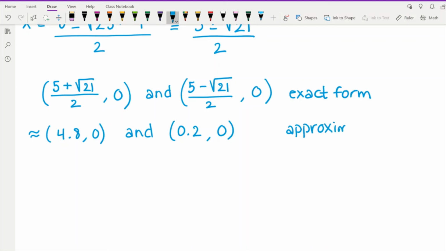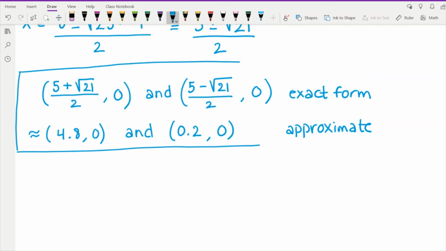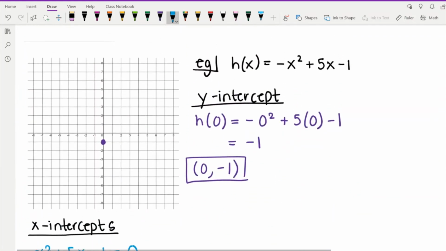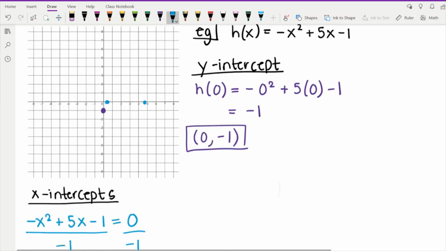So like I said on the last one, both of these forms are valuable. The approximation is good for graphing. Exact form is good because, well, it's the exact true right answer. So we can go ahead and graph these points. We have 4.8, so that's somewhere around here. And then 0.2 is going to be somewhere like this. Okay, so that is our x-intercepts.